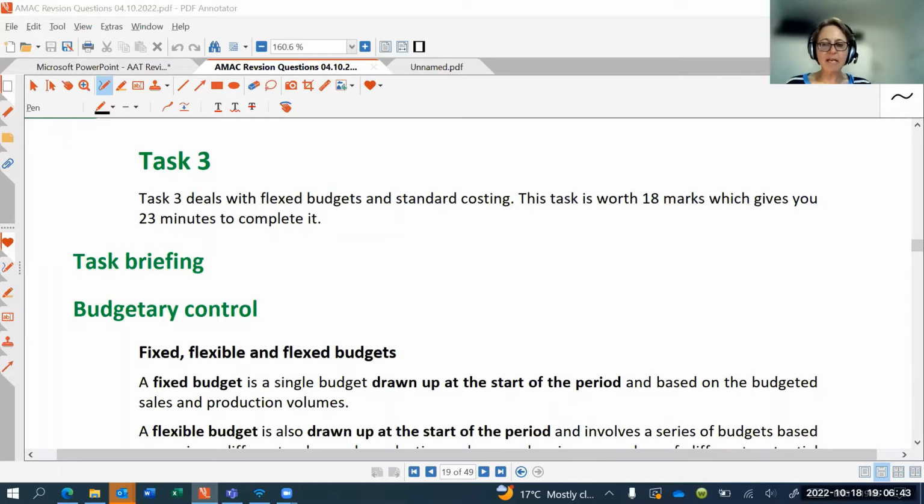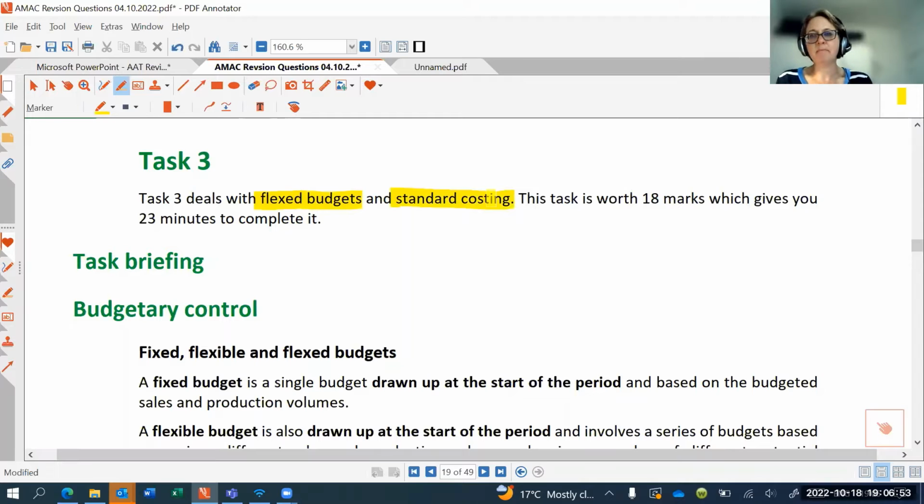So if you haven't seen our notes before, you'll see that for each task, we firstly tell you what it will cover. So this one is going to be flex budgets and standard costing. So some variances in here. It's worth 18 marks, giving us 23 minutes to complete it.